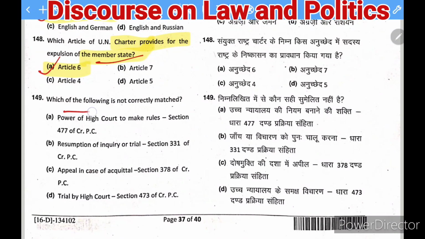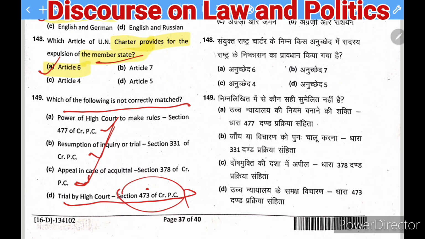The next question: which of the following is not correctly matched? So among the options given here, we have to find which is not correctly matched. Power of High Court to make rules under section 477 of CrPC, yes, it is correctly matched. Then resumption of inquiry or trial under section 331 of CrPC, yes, it is also correctly matched. Appeal in case of acquittal under section 378 of CrPC, yes, it is also matched. Then trial by High Court, section 473, is not a correct match, because 473 is talking about the extension of period of limitation in certain cases. So this is not that. For the trial by High Court, the section is 474 of the CrPC.